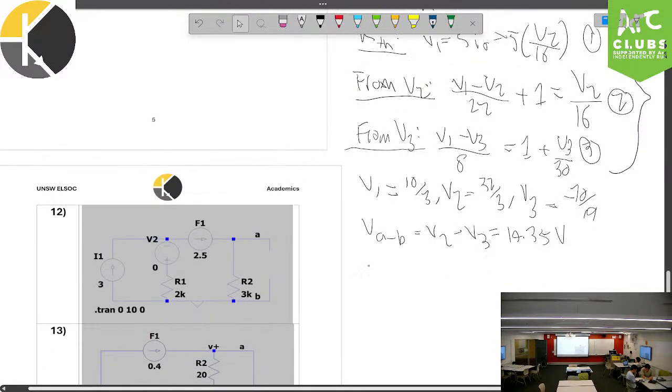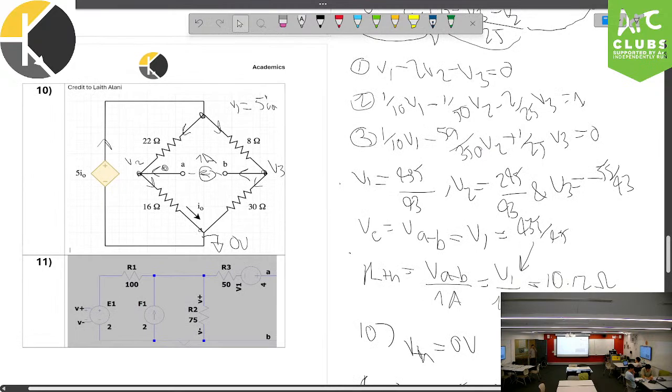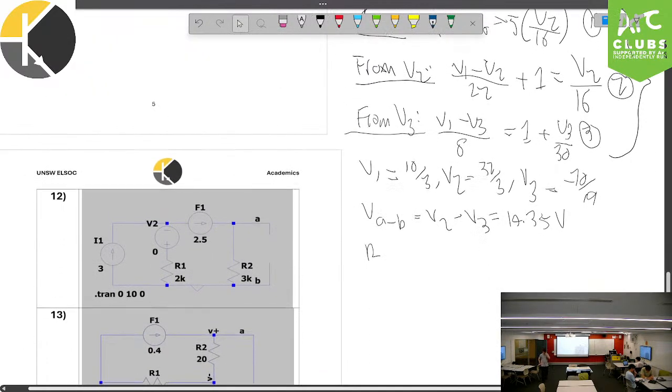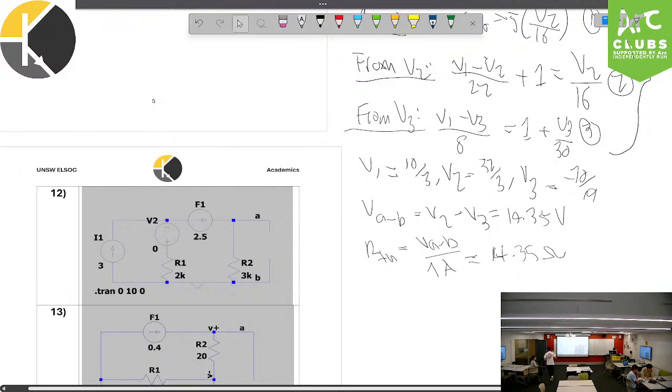Now we've got our voltage across that source, so we'll just call that VAB. In the same way, we can use Ohm's law again to find RTH, so we can find the ratio between them. VAB divided by 1 amp is going to equal simply 14.35 ohms. Yep, so that's our answer.